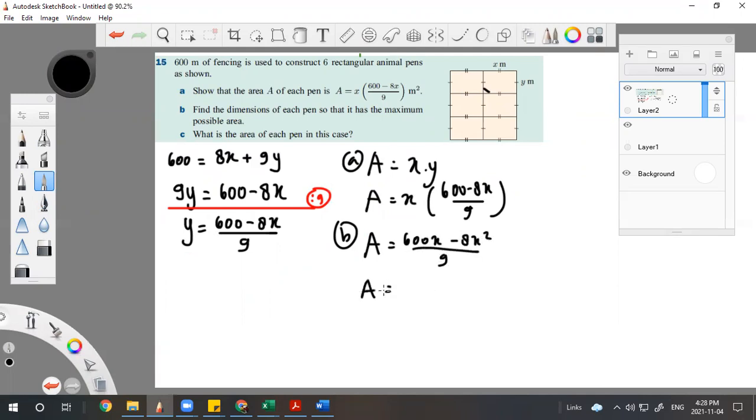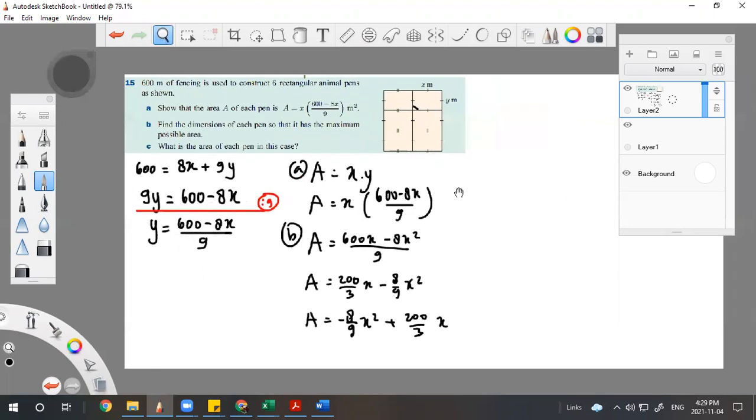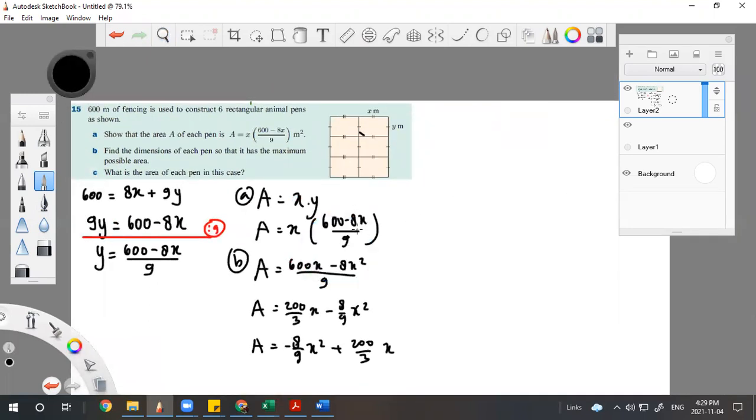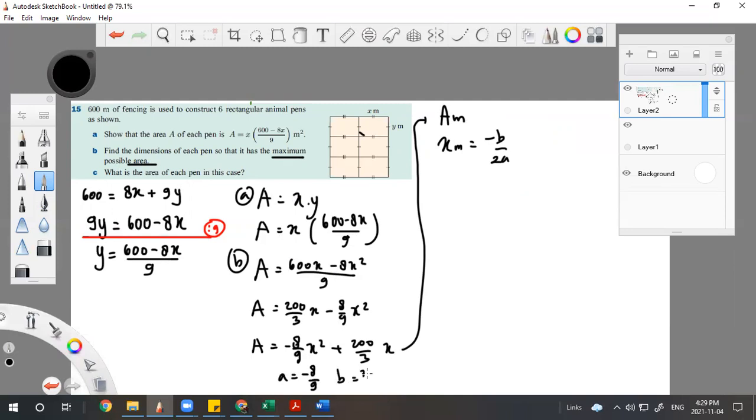Or you can simplify 600 over 9, which is 200 over 3 x, minus 8 over 9 x squared. And I can just write negative 8 over 9 x squared first because we usually put the quadratic variable on the first part, plus 200 over 3 x. That's for question B, but you want to find the maximum possible area. So you have to find the A maximum. But before you find the maximum area, you have to find x_m first, right? Negative b over 2a. We have the a, negative 8 over 9. We have the b, 200 over 3.